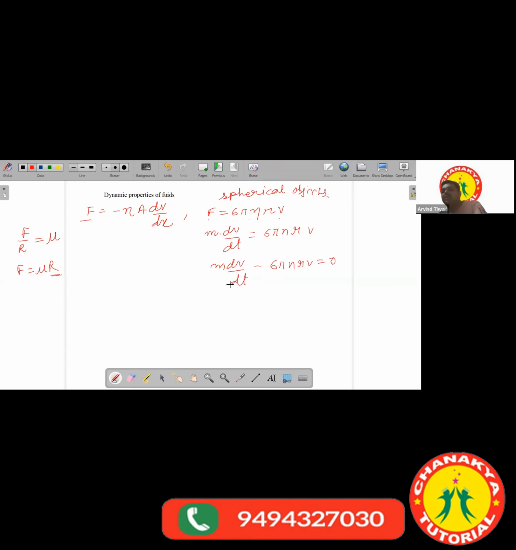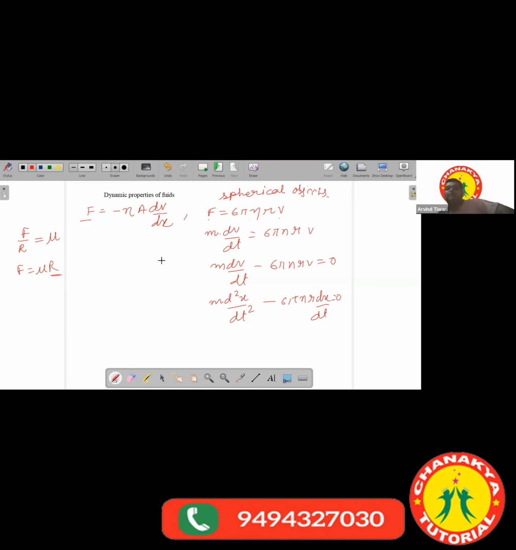Again, we can still make it more differential by putting the value of v. We can also write m times d2x by dt squared minus 6 pi eta r and dx by dt to be equal to 0. So now it's a differential equation which can be solved further. We'll move further and see wherever it's required. So this is one of the concepts. Stokes law is very important. Mostly you'll find questions from the Stokes law.